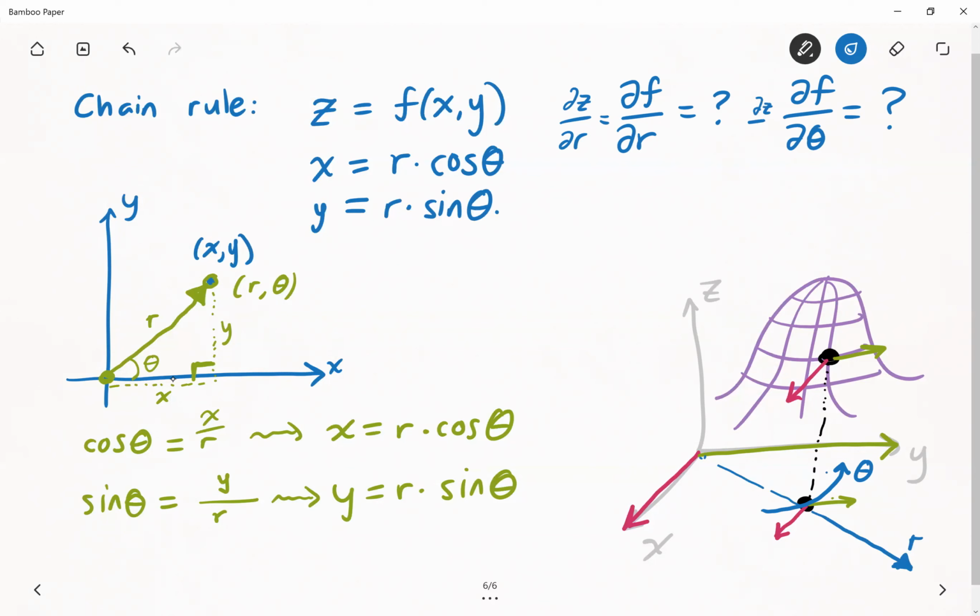Write them both in right here. You can think of the function z as depending on x and y. Maybe your function f is expressed in terms of x and y, but x and y both depend on r and theta. So we have more arrows to draw. X depends on r and theta, and y depends on r and theta. So this is our diagram here.